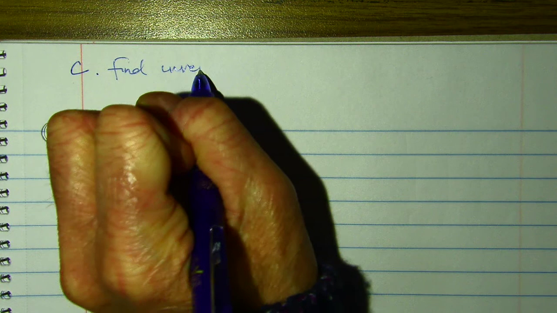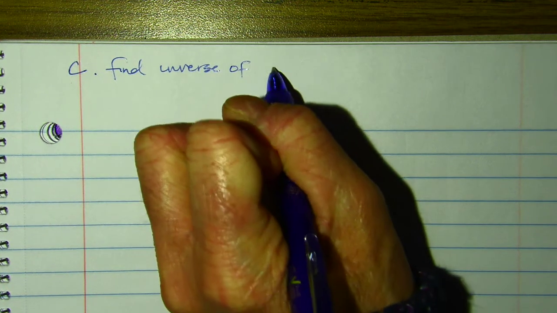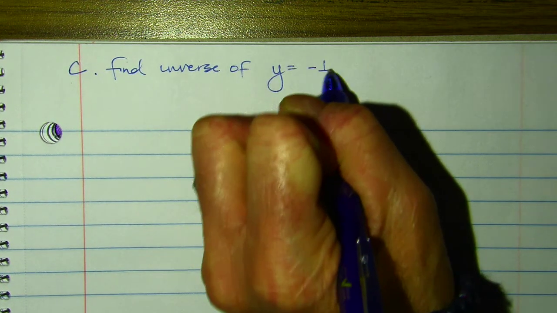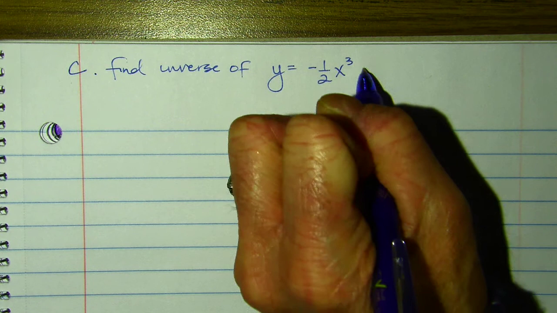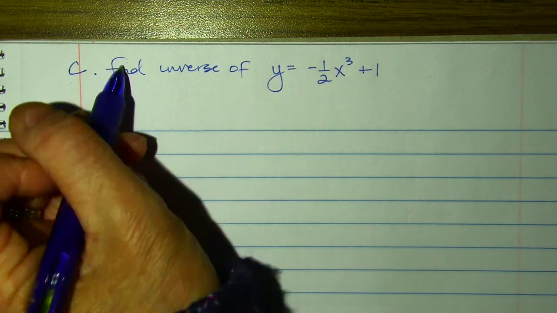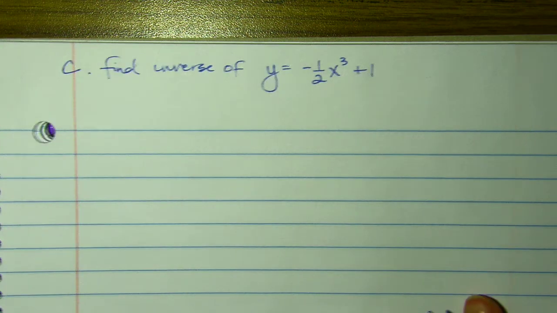Okay, part C. I need to start writing on the back, but I am not sure how well that would scan. Part C asks us to find an inverse and determine whether they're a function. So find the inverse of y equals negative 1/2 x cubed plus 1, and then we'll determine if they're functions.